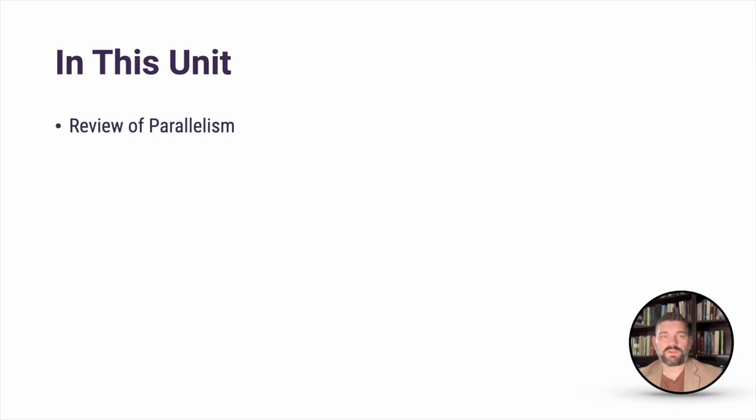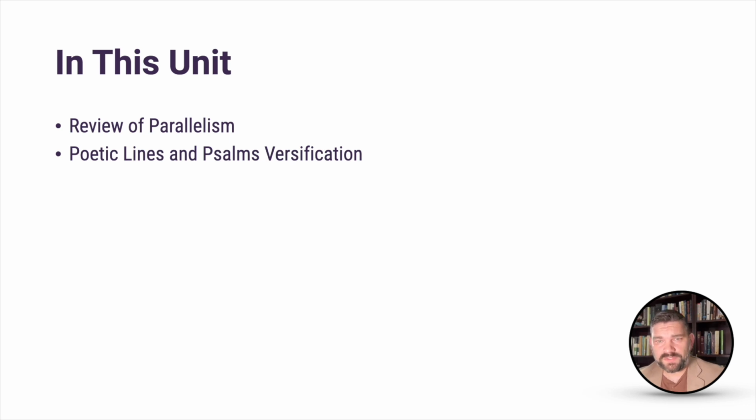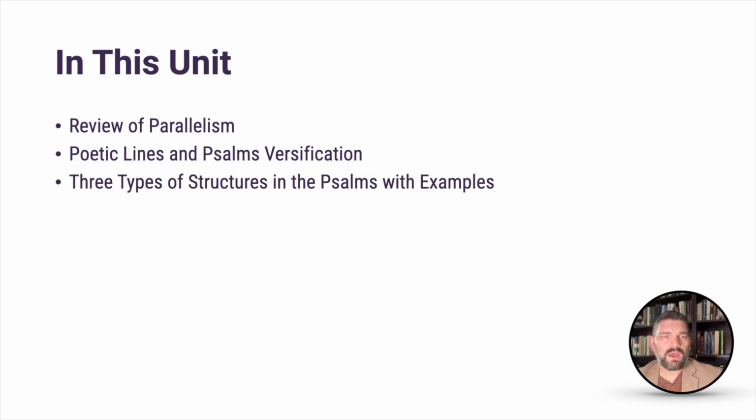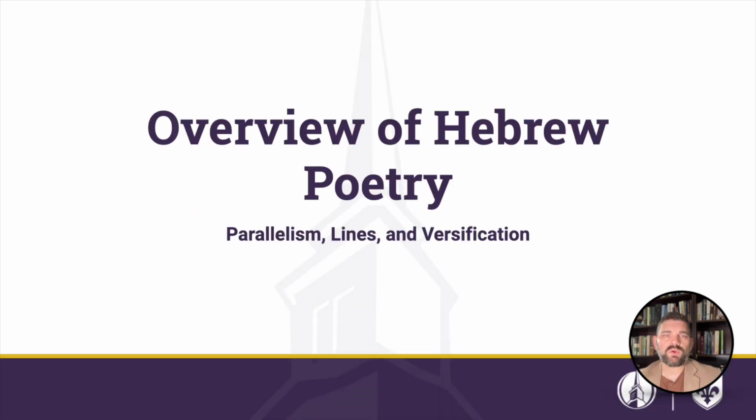So in this unit, first we want to do a quick review of parallelism, just to make sure we're understanding the basic unit of Hebrew poetry. And so we're going to look at some poetic lines and how psalm versification differs, particularly between the Hebrew Bible and our English versions, because the versification is different between those. So we want to take a look at that, just so you're aware. There are three types of structures within the Psalms. You saw in the title slide. Those are going to be acrostics, chiasms, and strophes. So we'll look at those. And then why structure matters and why that is so important. So let's jump in to an overview of Hebrew poetry, parallelism, lines, and versification.